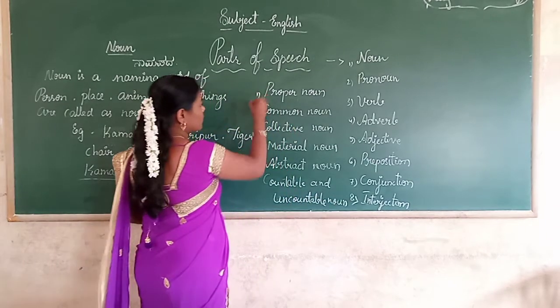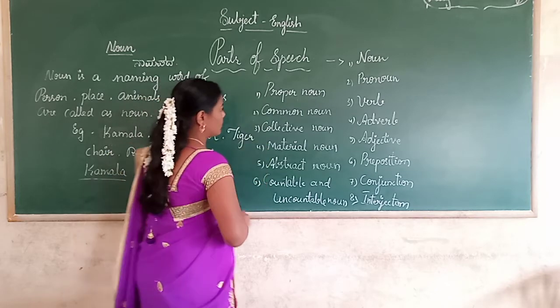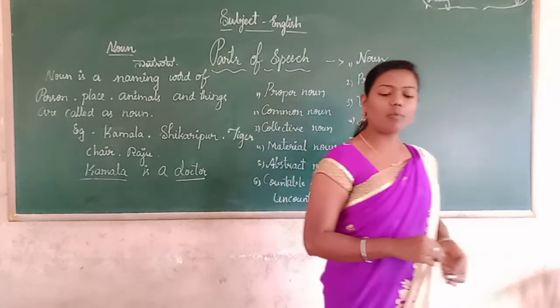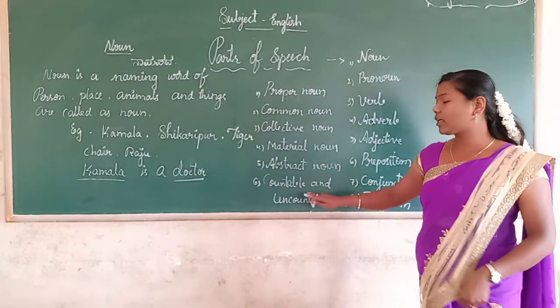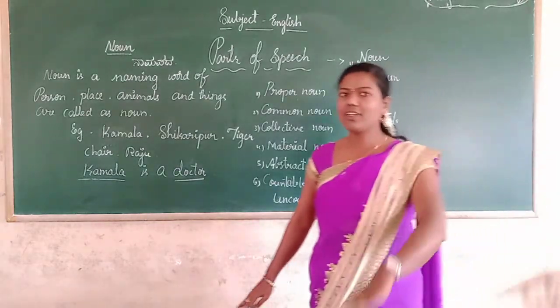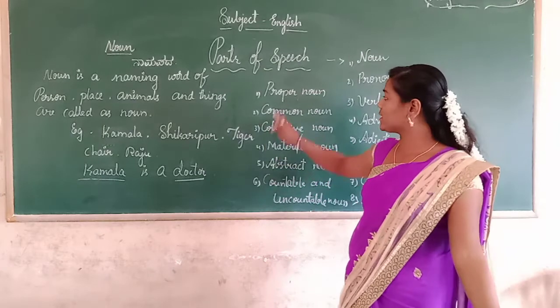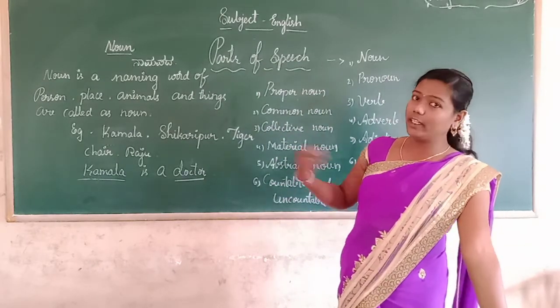You know, 6 steps. 1, 2, 3, 4, 5, and 6. 6 steps in noun. Proper noun, common noun, collective noun, material noun, abstract noun, countable and uncountable noun. Dear students, in previous classes, we have already discussed these concepts. Once again, I will repeat it in the next class.